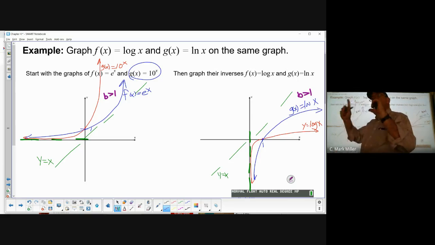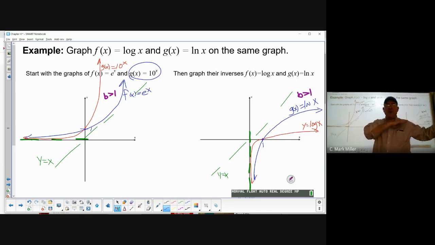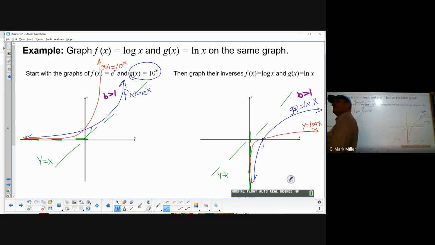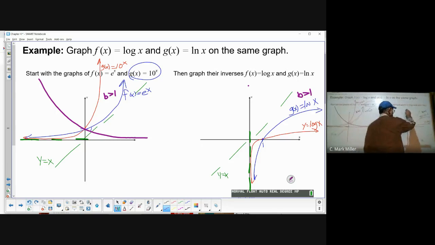If b were between 0 and 1, remember b can either be bigger than 1 or between 0 and 1. And I'm not going to clutter these graphs, but if they were between 0 and 1, the graph shape would be like that. Oh, except higher. That would be the basic shape for an exponential function with b between 0 and 1. And over here on the right, that would correspond to a logarithm like that. But I don't want to clutter these graphs any more than they already are.